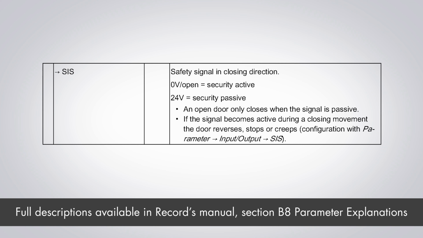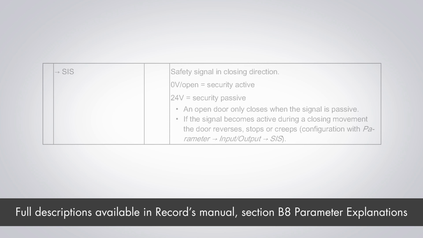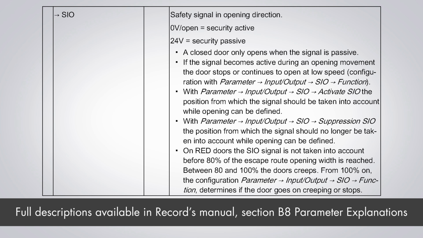SIS, that can be programmed for safety in shutting. If you're utilising third-party sensors, you would want your threshold sensor for it to be programmed as SIS. The same, it could be set to SIO, safety in opening, for your side screen safety sensors.